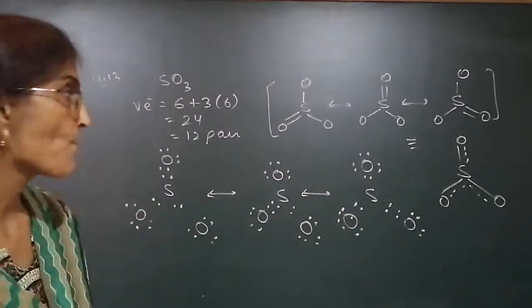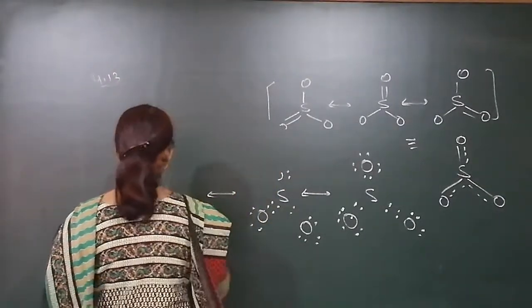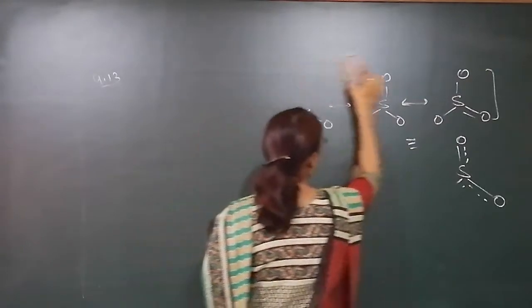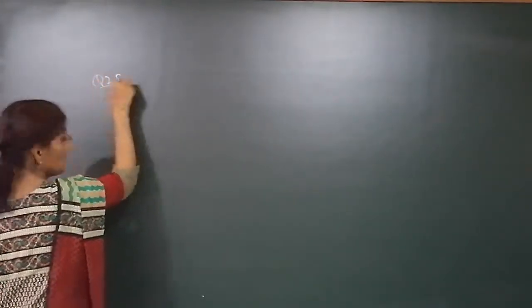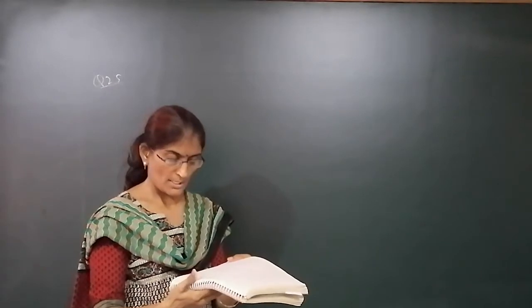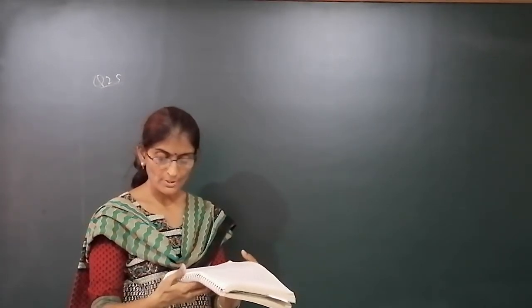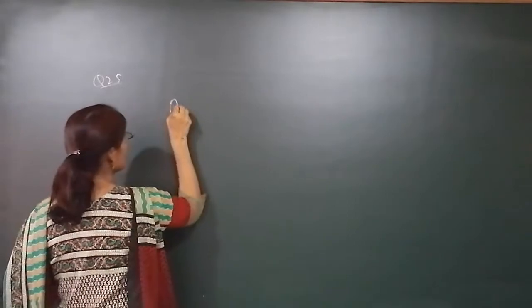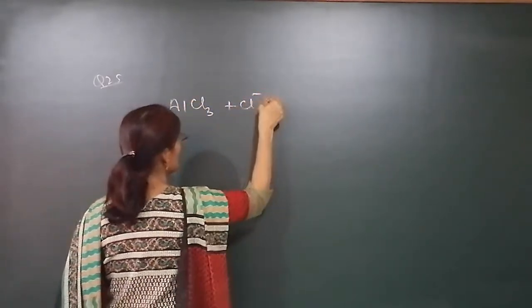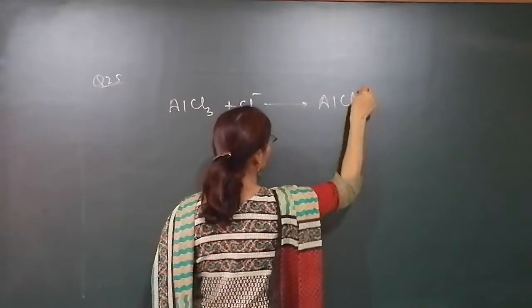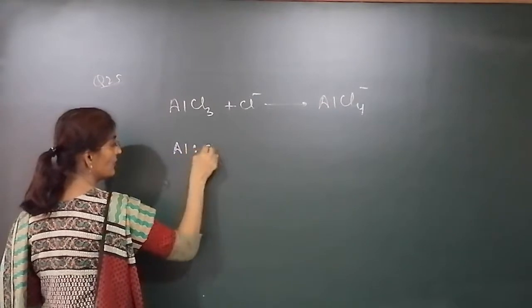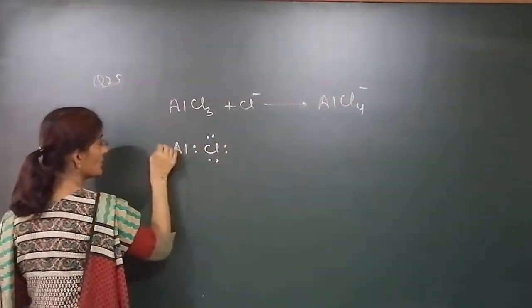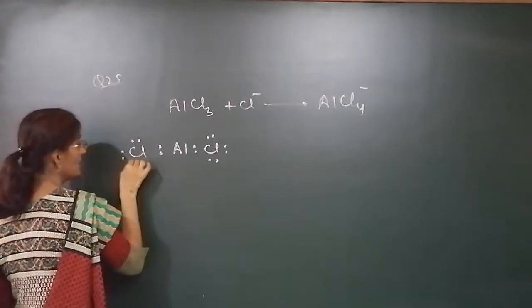Question number 25. Describe the change in hybridization, if any, of aluminium in the following reaction: AlCl3 plus Cl minus gives AlCl4 minus. Now if we draw the Lewis dot structure of this, it is electron deficient. So this is the Lewis dot structure of AlCl3.